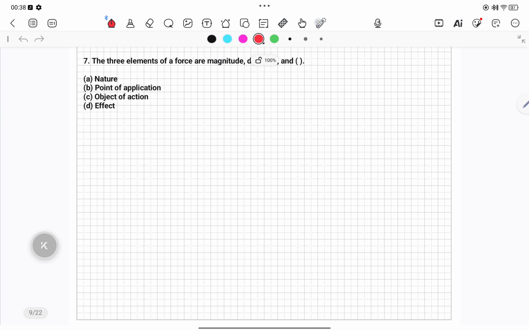Question number 7. Three elements of force are magnitude, direction, and the third is... Option A is given as nature, option B point of application, C object of action, D effect. So its answer will be point of application, that force depends upon the point of application. So according to this, option B is correct.